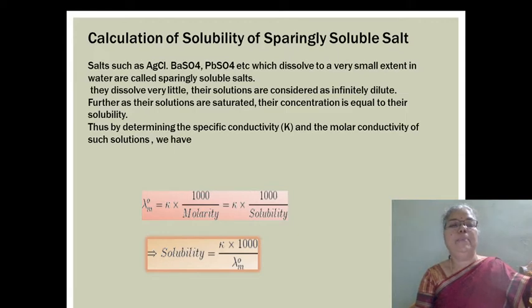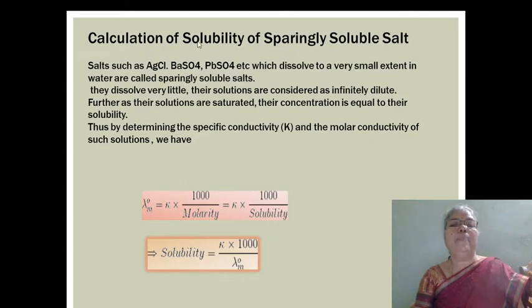Then the next application of Kohlrausch law is in the calculation of solubility of sparingly soluble salts. You know that the salts which have negligible solubility in water are called sparingly soluble salts. For example, silver chloride, barium sulfate, lead sulfate, etc. These salts dissolve to a very small extent in water, and we call them sparingly soluble salts.